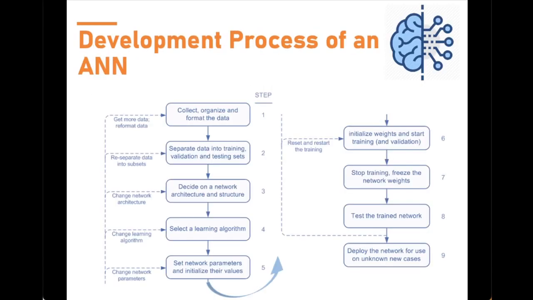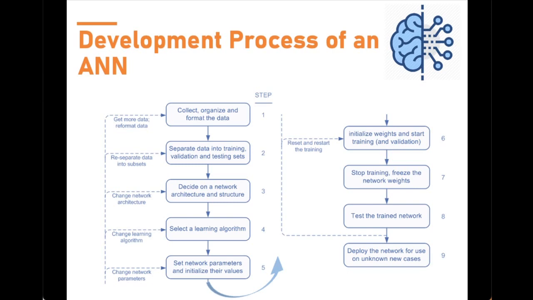Now, let's understand the development process of an artificial neural network. This process typically involves 9 key steps. While the specifics of those steps can vary depending on the problem and the problem's requirements, in this slide here we can see a general outline of the process.